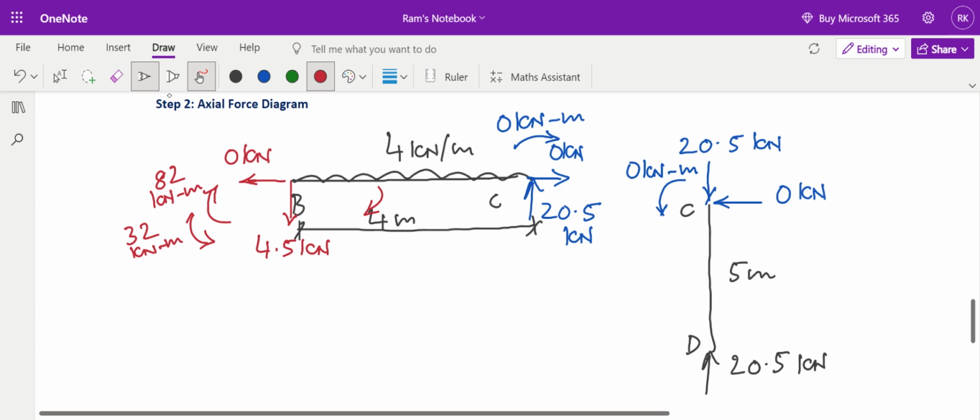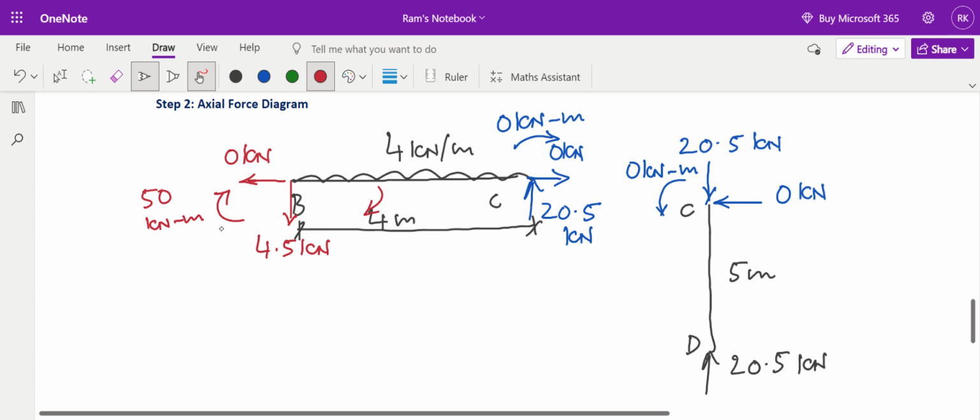So net balance moment: 82 kilonewton meter is balanced to be acting clockwise, and 32 kilonewton meter is balanced to be acting anti-clockwise. So the net balance is 50 kilonewton meter acting in clockwise direction. If I apply 50 kilonewton meter in clockwise direction, that will be balanced, because the clockwise moment is only 32, from 4 into 4 into 2, and the anti-clockwise moment is 82.